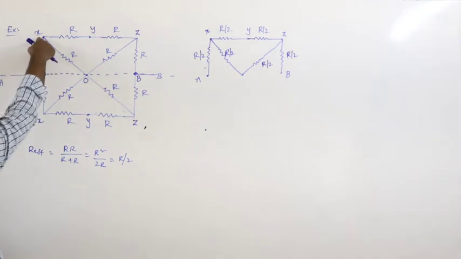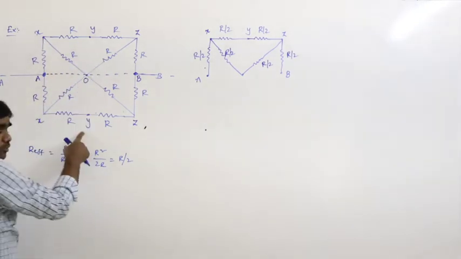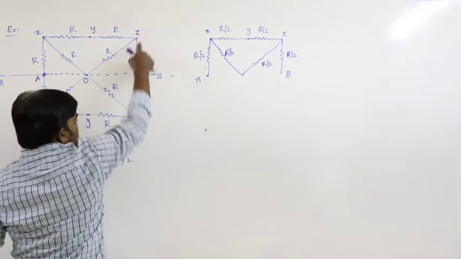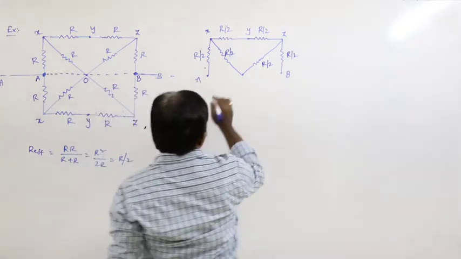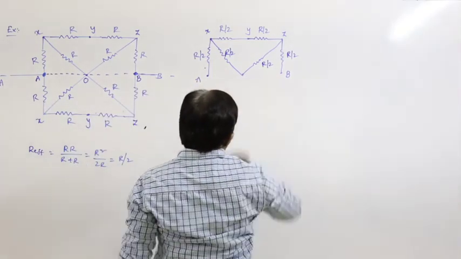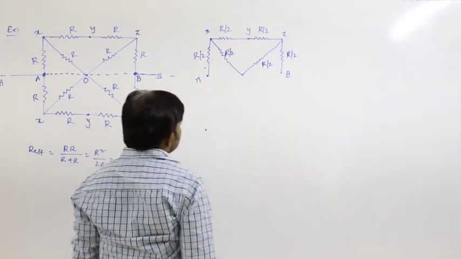So here it is X, so the same potential must exist here. Here it is Y, the same amount of potential exists. Here it is Z, the same potential exists, like that. So now simplify this. This R by 2 are in series, and this R by 2 are in series.